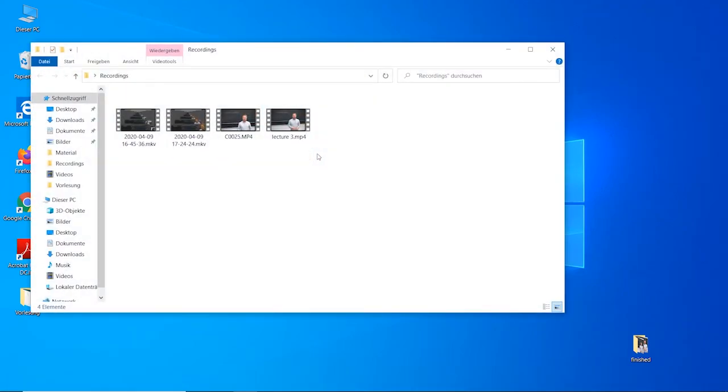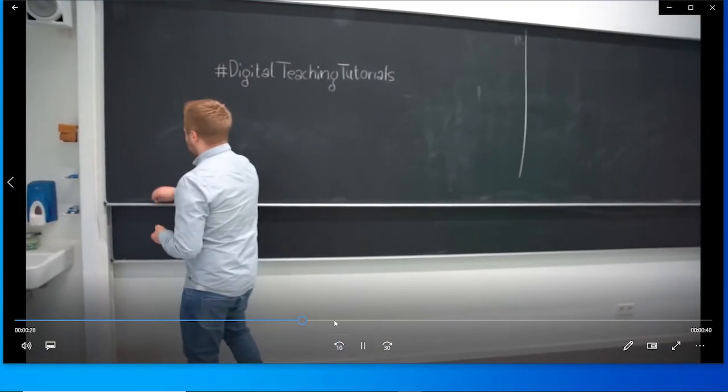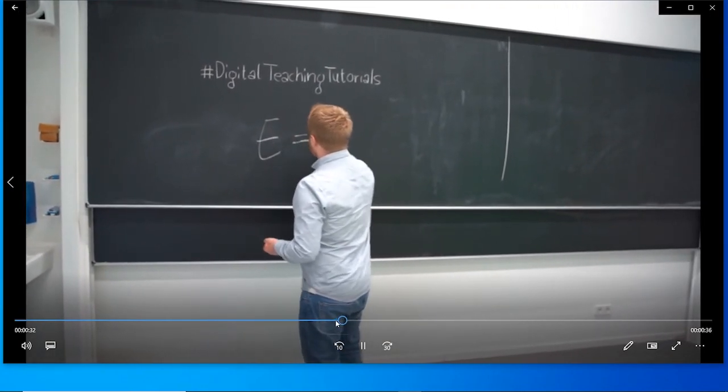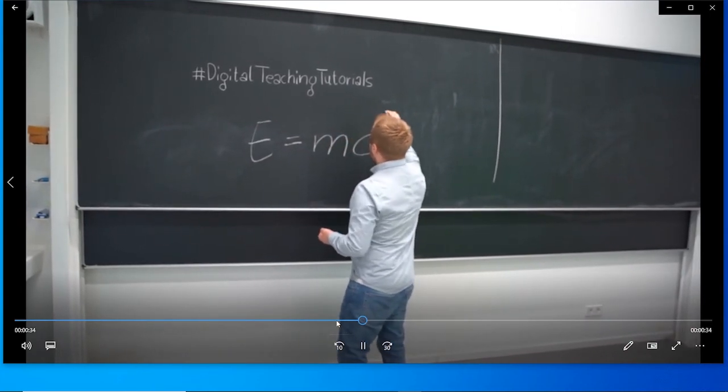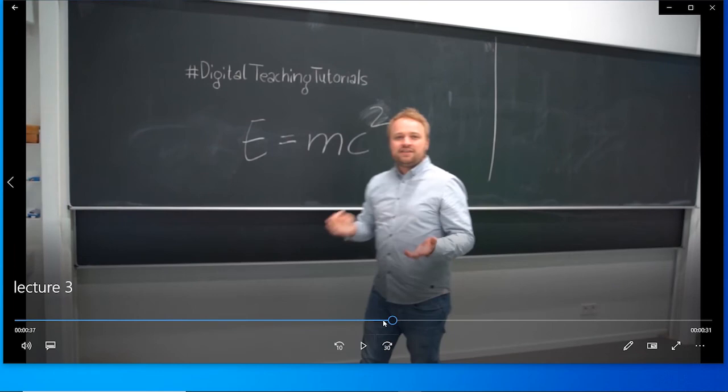So we go into Recordings, Lecture 3. There we find the file we created, and we check it. My name is David. I'm listening on the blackboard to your students, which is, for example, E equals MC squared. Okay, so the editing was not perfect, but I think it is sufficient enough in our case.